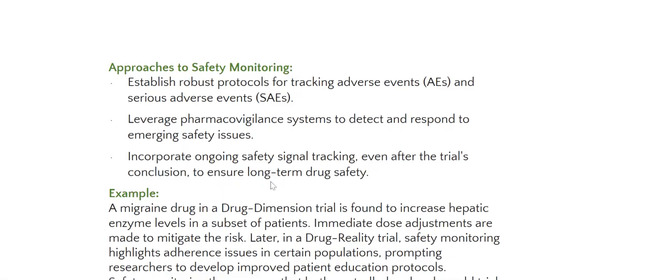For example, a migraine drug in a drug dimension trial is found to increase hepatic enzyme levels in a subset of patients. Immediate dose adjustments are made to mitigate the risk. Later, in a drug reality trial, safety monitoring highlights adherence issues in certain populations, prompting researchers to develop improved patient education protocols. Safety monitoring thus ensures that both controlled and real-world trial conditions prioritize the well-being of participants, meaning the patients' safety.